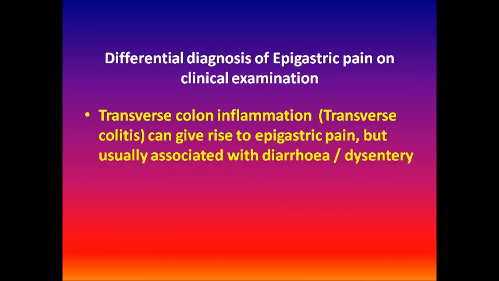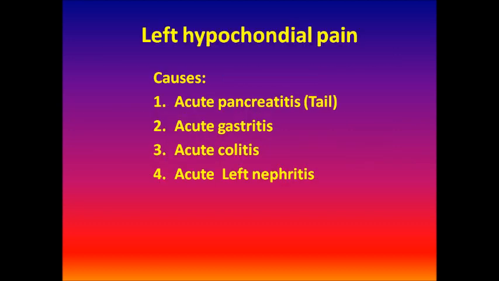During the differential diagnosis of epigastric pain, please remember to consider the transverse colon inflammation as transverse colitis, which can give rise to epigastric pain, but this is usually associated with diarrhea or dysentery. When we come to the left hypochondrial pain, the causes are acute pancreatitis, that is the tail of the pancreas, acute gastritis, acute colitis, and acute left nephritis.